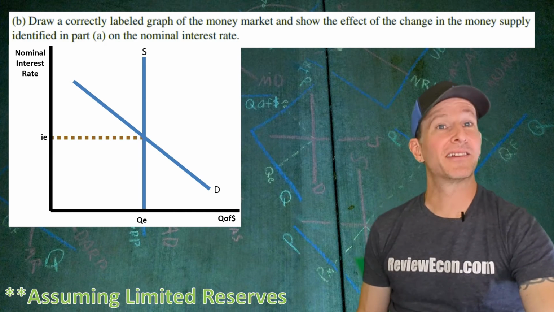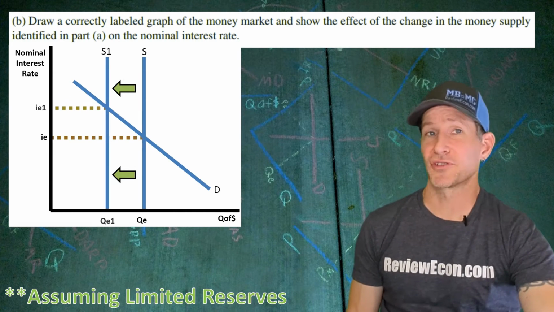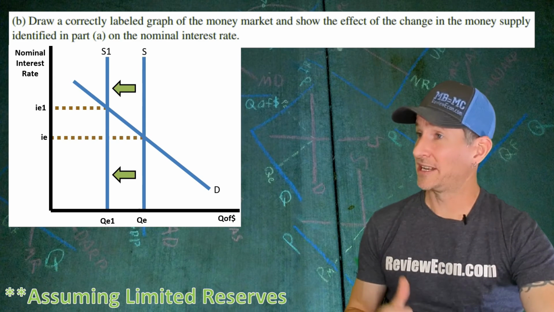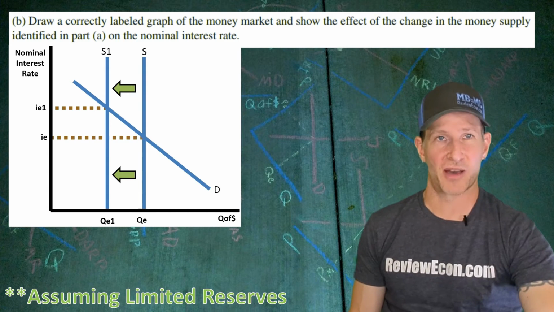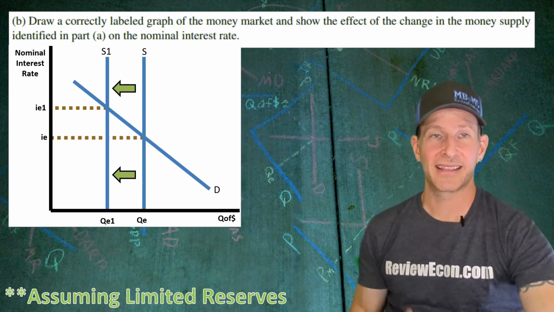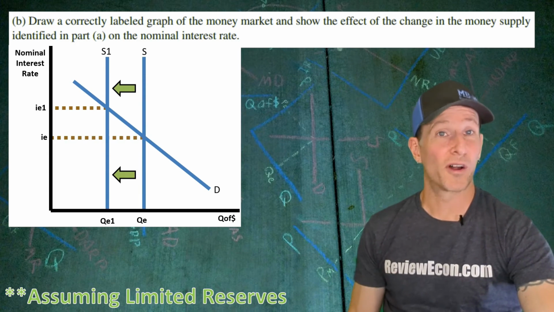As we just calculated, there's a decrease in the money supply as a result of the sale of government bonds, so we need to draw in that shift to the left and show the increase in the equilibrium nominal interest rate. And if you've got the graph looking like that, you get yourself 2 points, 1 for the graph and 1 for the shift.